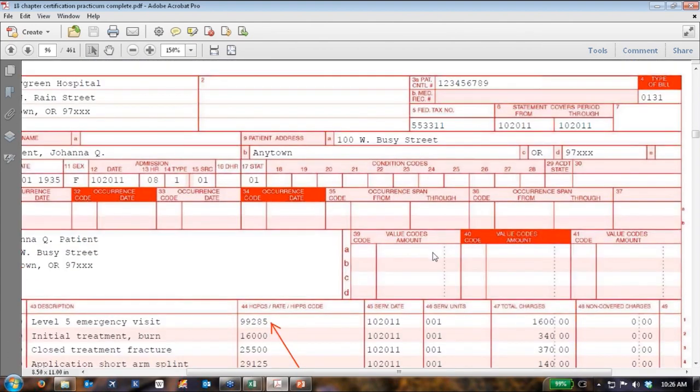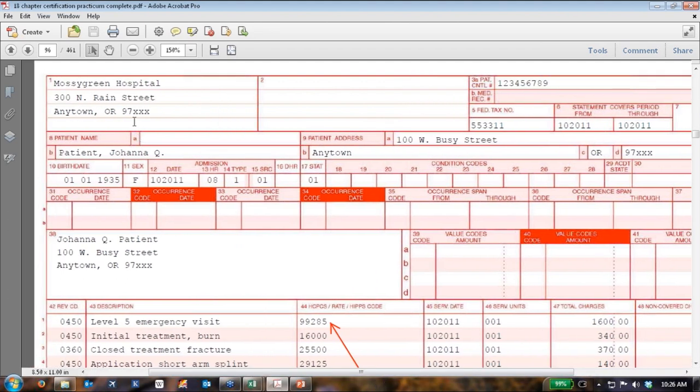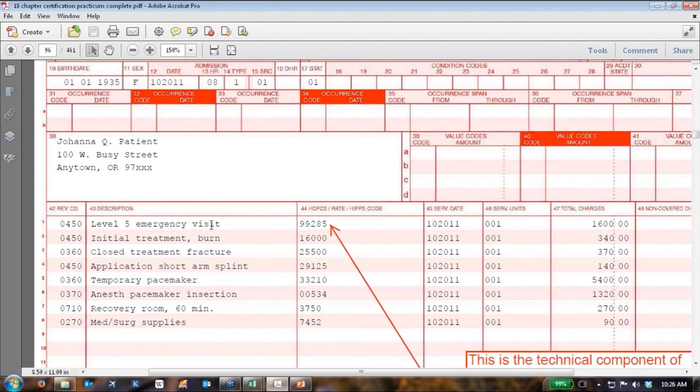what would a webinar on the revenue cycle be without a UB04? Somewhere in the material, there is one in your book for an imaginary patient called Joanna Q. Patient, who lives in Anytown, Oregon, went to Mossy Green Hospital, and had a whole bunch of terrible things: a level 5 emergency visit, a burn treatment, a fracture treatment, a pacemaker, and other stuff. And the example shows you how the OPPS system would reimburse this system.